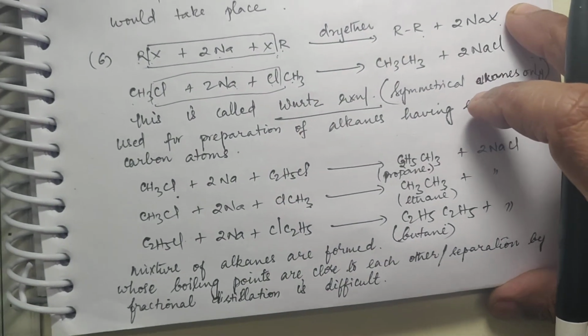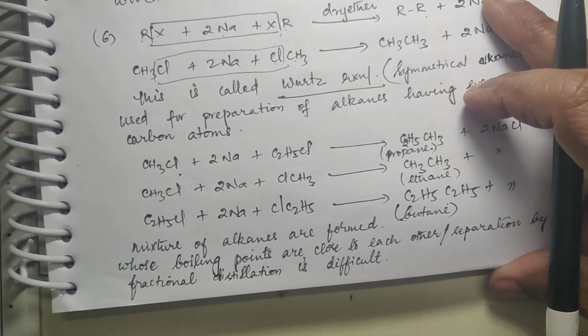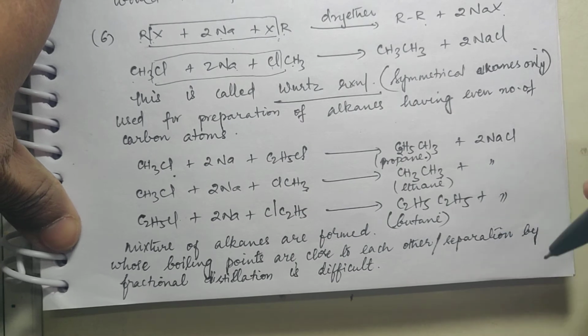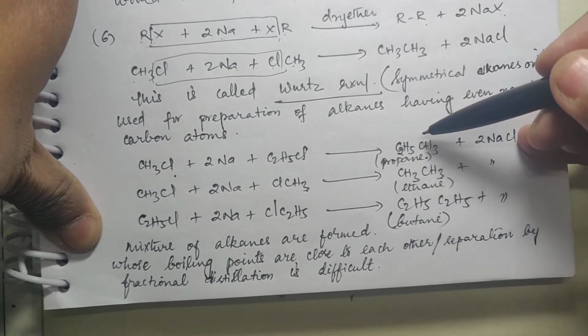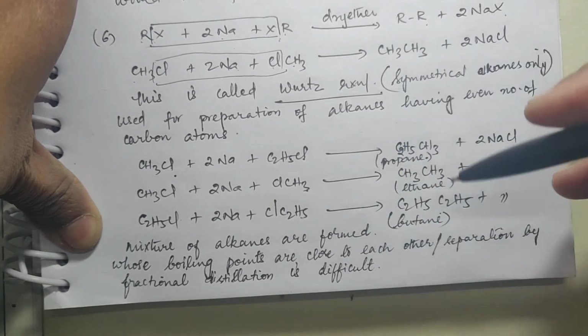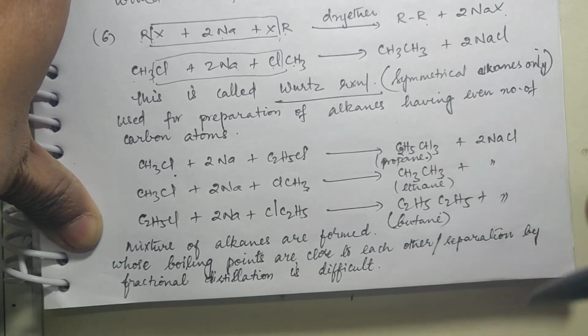Now, a mixture of alkanes, when it is produced, to get the desired alkane, you will have to separate it. So what you will do? You will subject it to fractional distillation. But unfortunately, the boiling points of all the three alkanes are very close to each other. So separation by fractional distillation becomes a very difficult task.